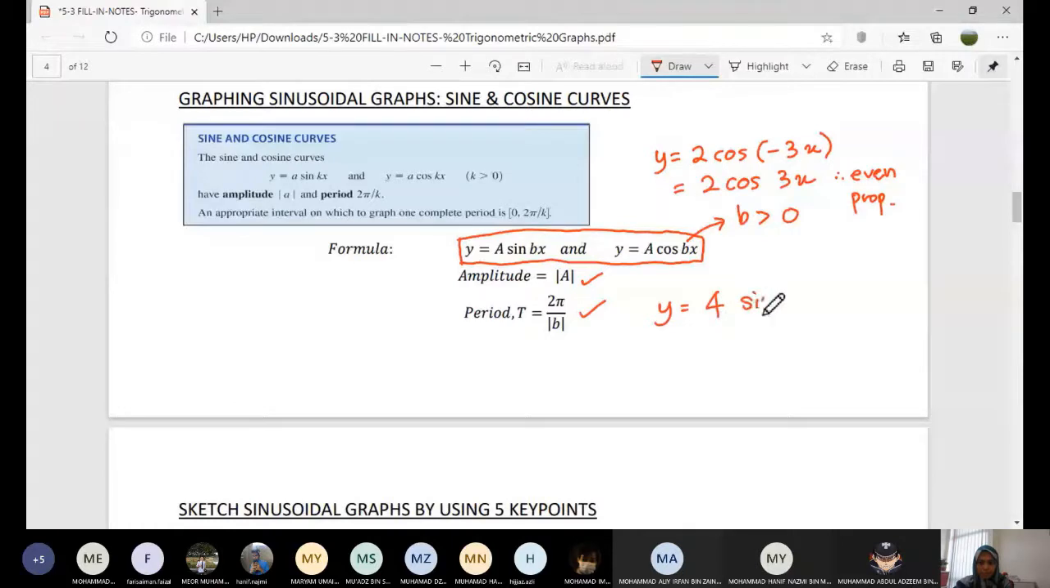And the next is, if you have y equals 4 sine negative 3x, your b here is negative. So we will take this negative to be outside. So it will be negative 4 sine 3x. This is how we make your b positive, so that you can calculate the period.